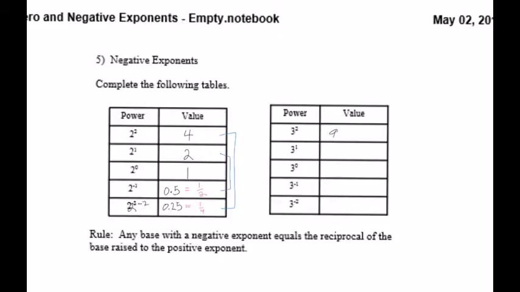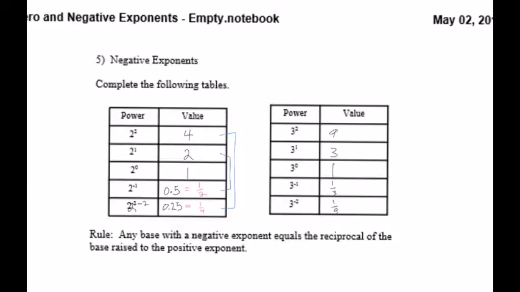Then we have the following. 3 to the 1 is 3. 3 to the 0, based on our exponent law rule, anything to the exponent 0 is just 1. Now, 3 to the negative 1, all we have to do is remember that 3 to the 1 is 3. So that means 3 to the negative 1 is 1/3. And then 3 to the negative 2, well, we have to remember 3 to the 2 is 9. That means 3 to the negative 2 is 1/9.